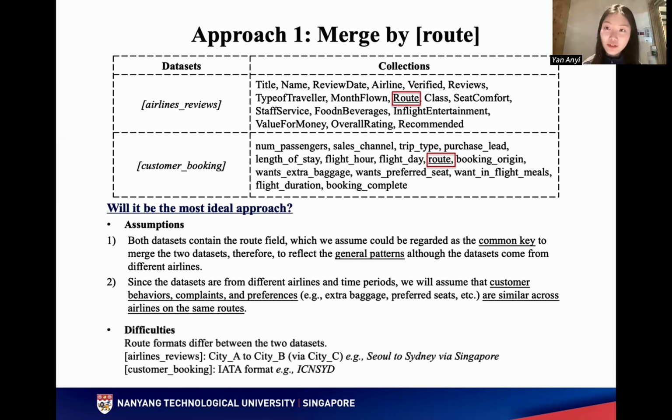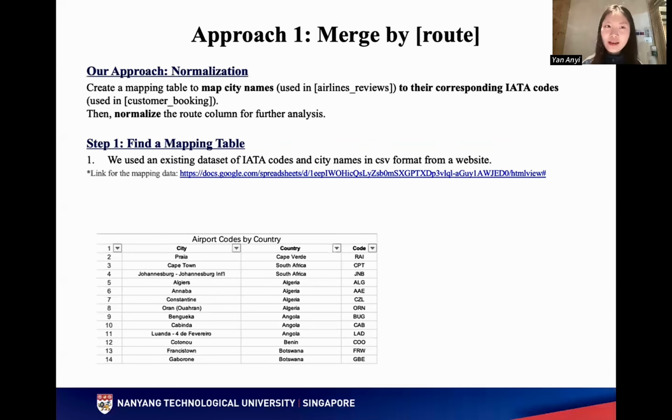But we found a difficulty, which is that the route formats differ between the two datasets. In the airline reviews, the routes use city names, for example Seoul to Sydney via Singapore, but in the customer booking data, they are simply IATA formats, for example ICNSYD. Our approach is to create a mapping table to map city names to their corresponding IATA codes, and therefore normalize the route column for further analysis.